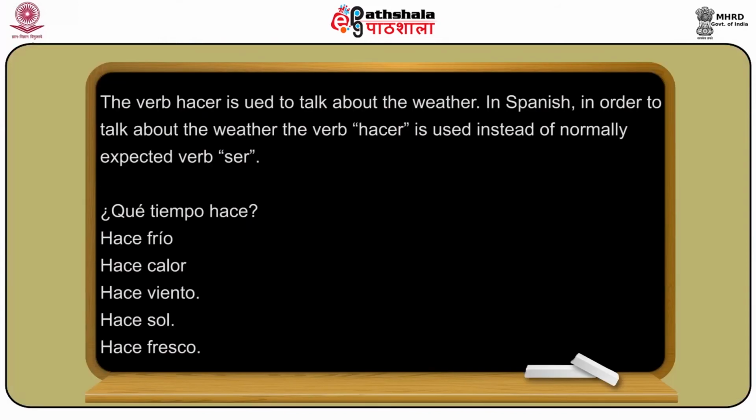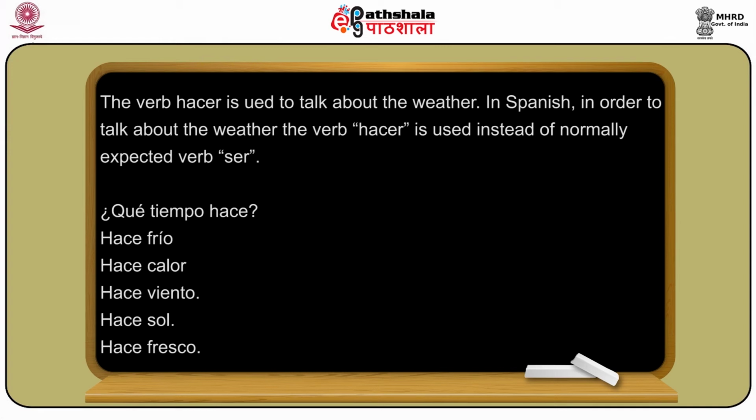Now, as we have learned about the numbers, we are going to talk about the weather. So the verb hacer is used to talk about the weather. In Spanish, in order to talk about the weather, the verb hacer is used instead of the normally expected verb ser. Hacer normally means to make or to do, and ser means to be, but while talking about the weather we use hacer.